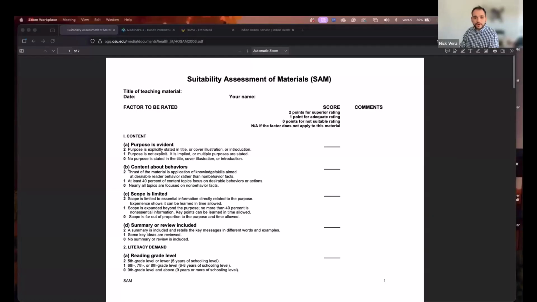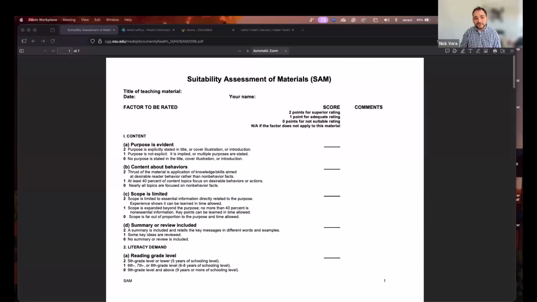Lovely. So we're going to talk about the suitability assessment of materials, or SAM, not the SAM that I just talked to, but a different SAM. SAM, the suitability assessment of materials, is an instrument which offers a systematic method to objectively assess health information materials in a short period of time.